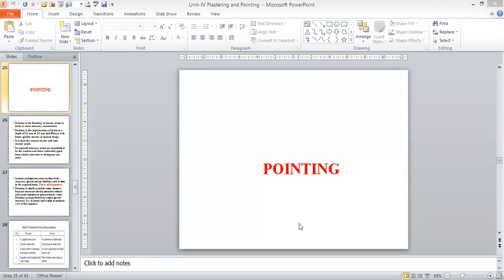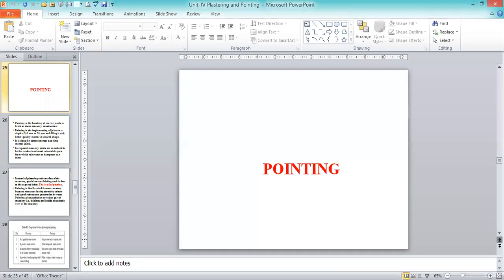I added some slides compared to yesterday's class. We will go through plastering quickly, at a glance. Then we will come to pointing, because the pointing chapter will be very simple. So once again we will go through plastering, then we will come to pointing itself. In plastering, we already discussed this in the last class.